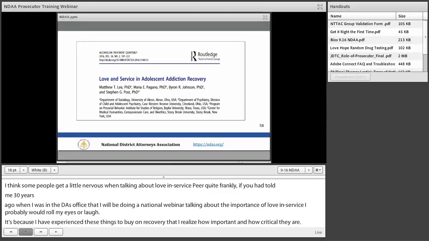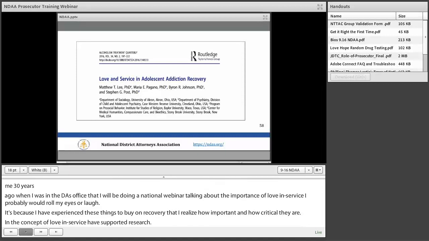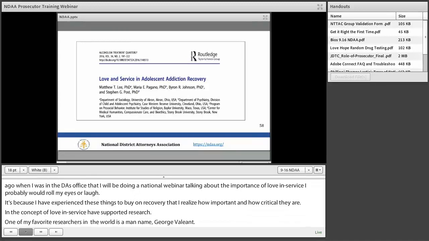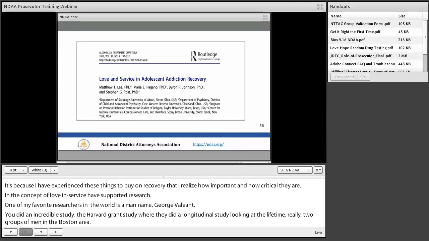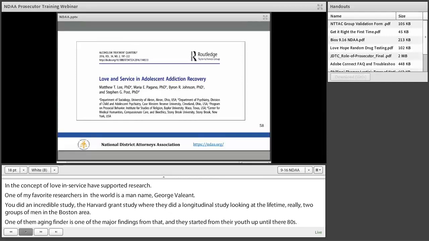One of my favorite researchers in the world is a man named George Valiant, and he did an incredible study, the Harvard Grant study. It's a longitudinal study where they looked at the lifetime, really, of two groups of men in the Boston area, starting from their youth up until their 80s. One of the major takeaways of that study was that for those men who had problems with alcohol, the best treatment for them was AA. It wasn't medication. It wasn't hospitalization.